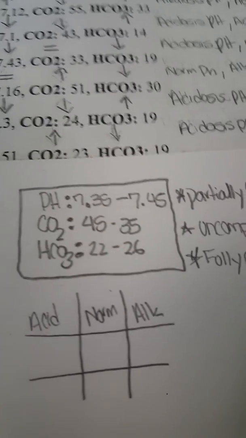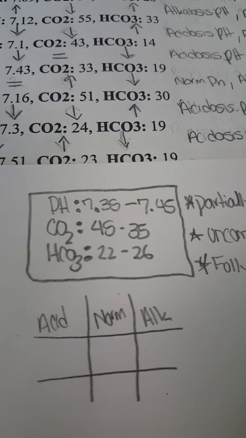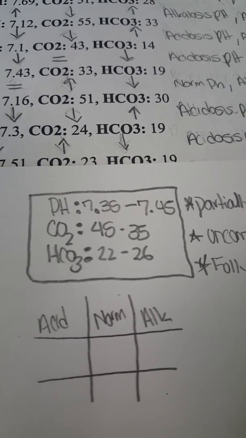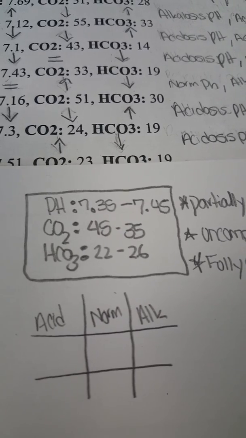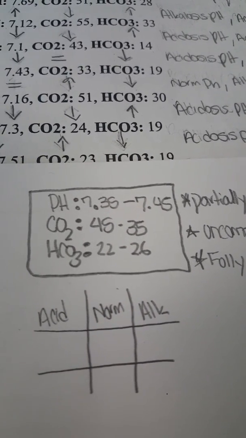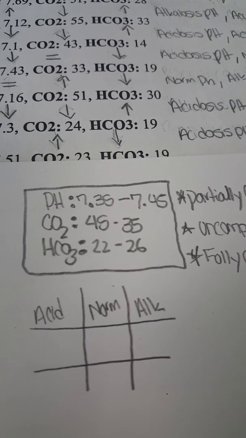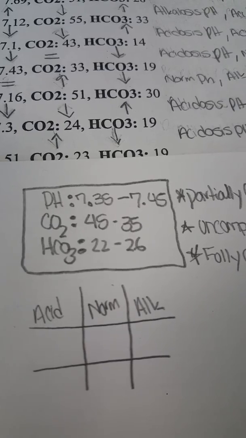Okay, so you have the pH, which is 7.35 to 7.45. Now for the respiratory, in this case, what I did is I switched it. So instead of 35 to 45, I did it 45 to 35. The metabolic is the same, 22 to 26.